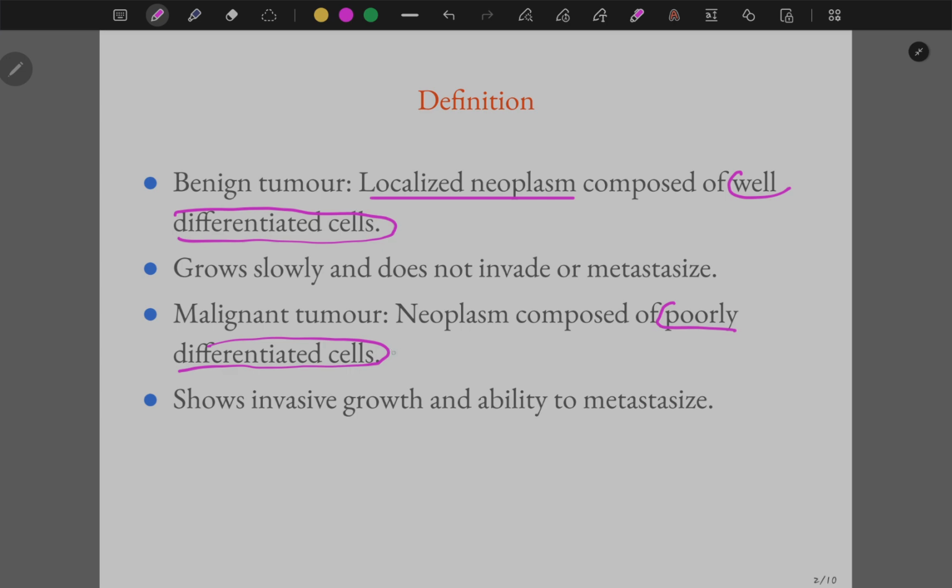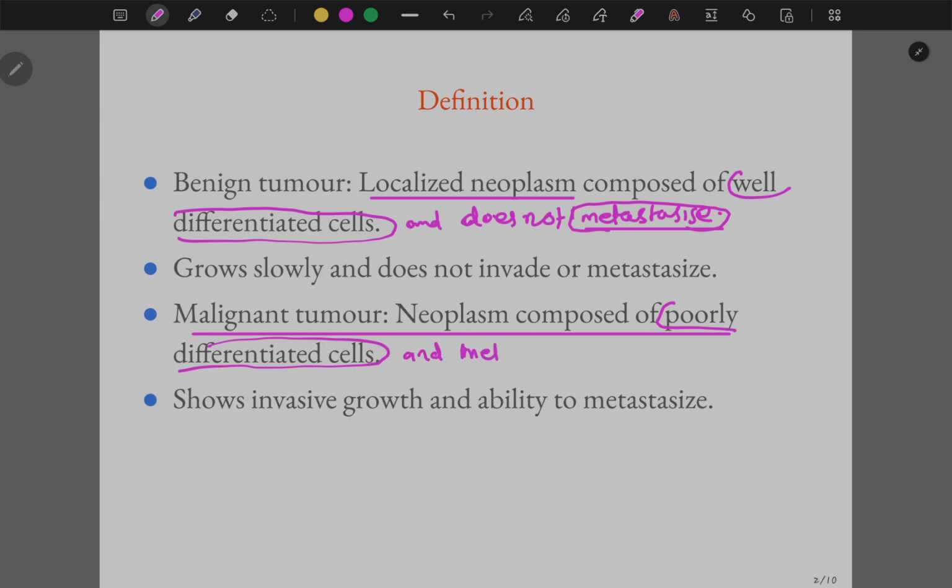Benign tumors are localized neoplasms composed of well differentiated cells, and they do not metastasize. This is the primary defining feature of a malignancy. So malignant neoplasms are neoplasms composed of poorly differentiated cells, and they metastasize.